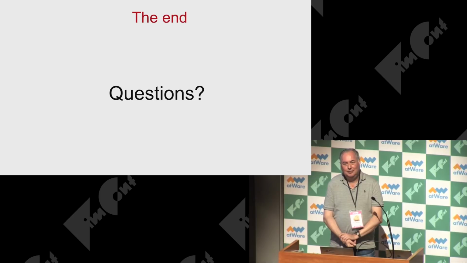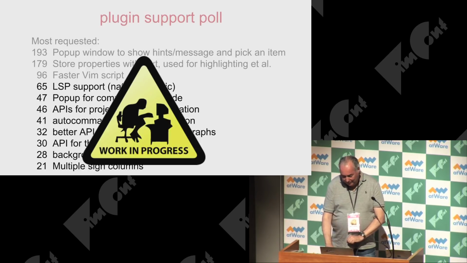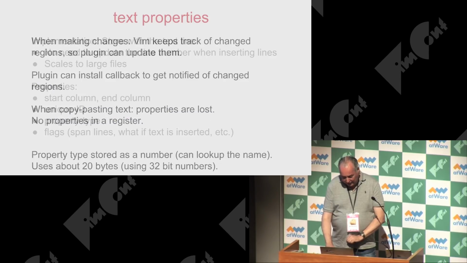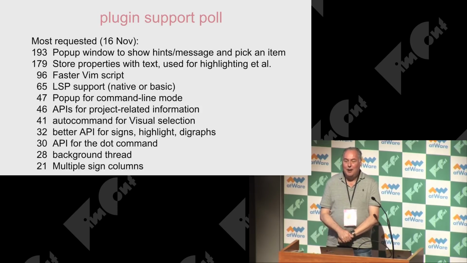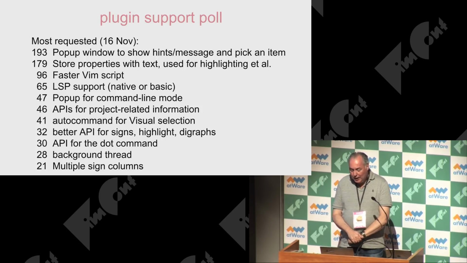Thank you for the presentation. So you are determining the next feature from the poll. So honestly, what is the most favorite feature for you? So if I look at this list, I actually agree that the text property thing is probably one of the most important things to add.